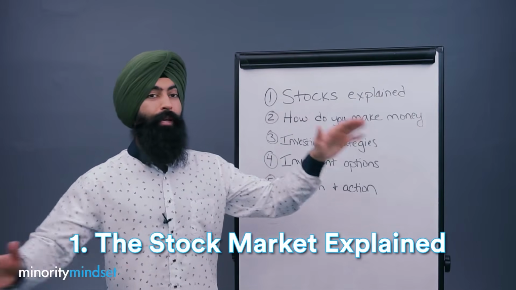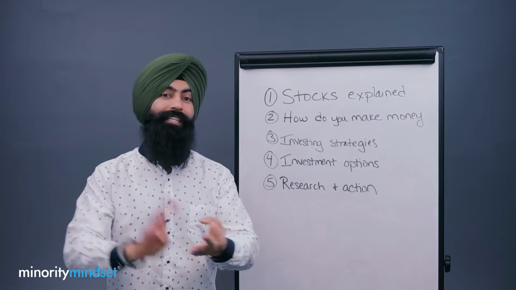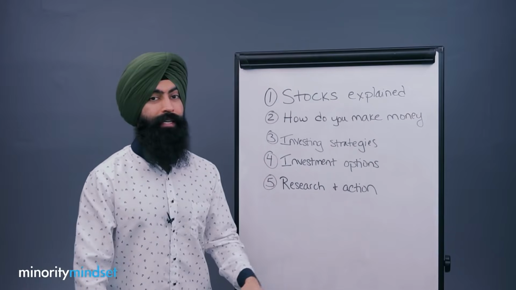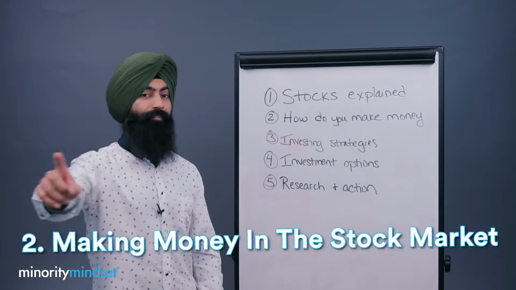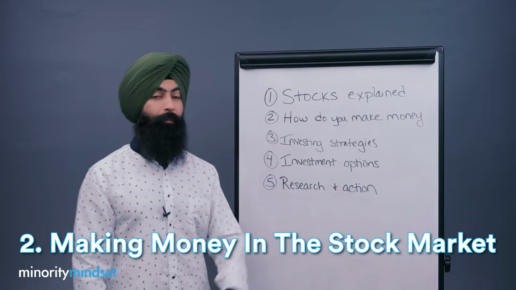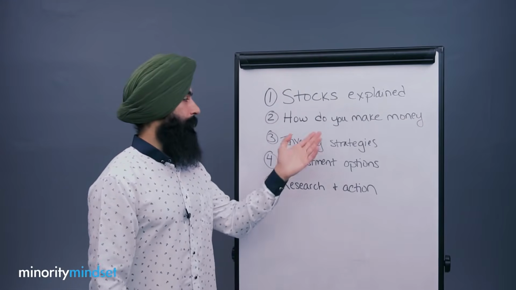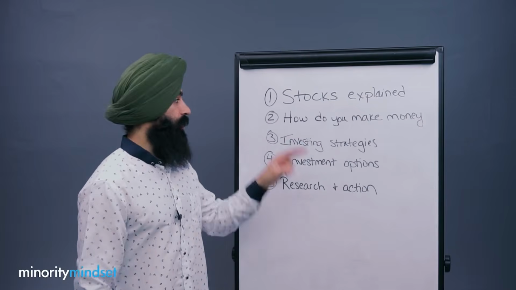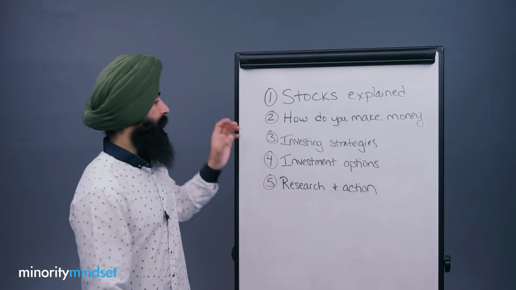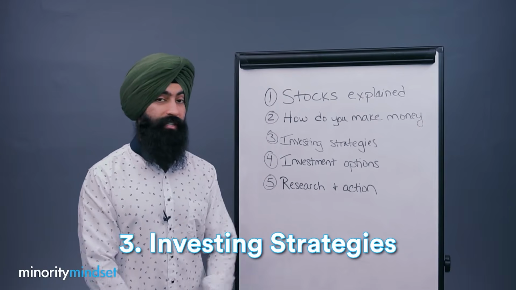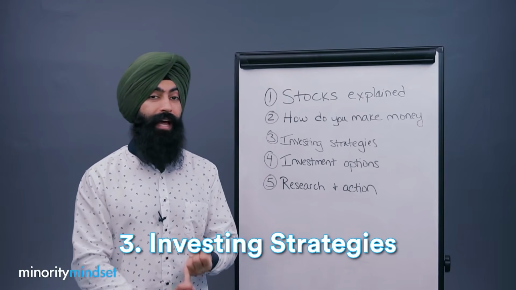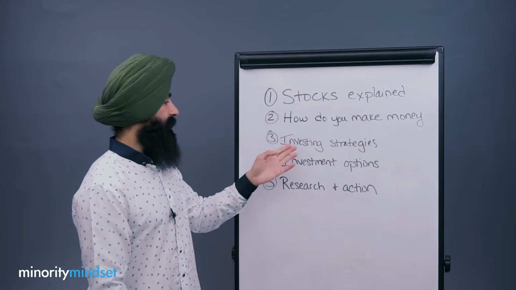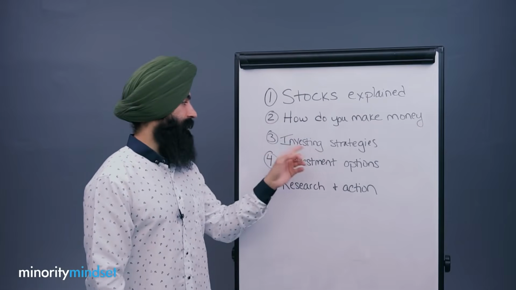In this section, I'm going to be going over what's the Dow Jones, NASDAQ, S&P 500, why does the stock market exist, and how do stocks work. After that, we're going to be talking about how you can make money. So this is the difference between making money through dividends and appreciation, what causes a stock to go up. Then we're going to talk about different investing strategies. You might have heard people talk about fundamental analysis, technical analysis. I'll be talking about active investing and passive investing in this section.